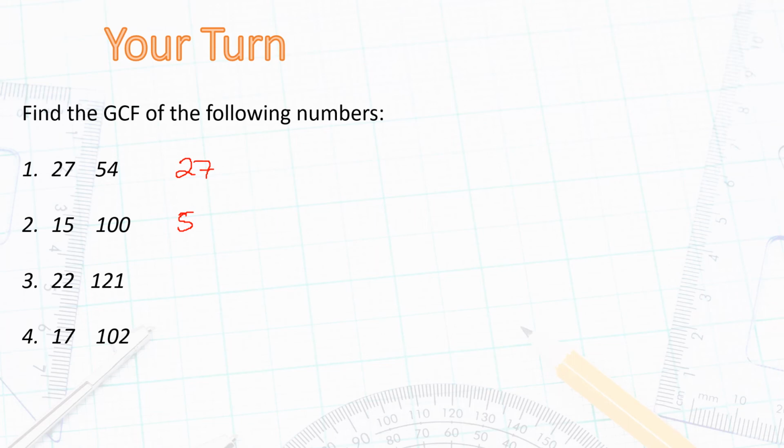For 22 and 121, that's going to be 11. So we got 11 times 2 and 11 times 11. So 11 is my GCD.